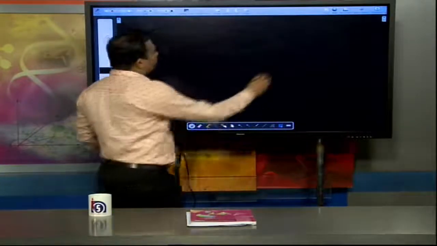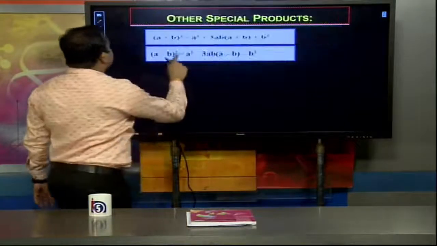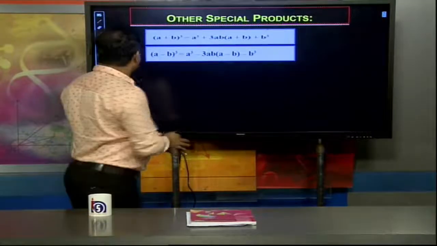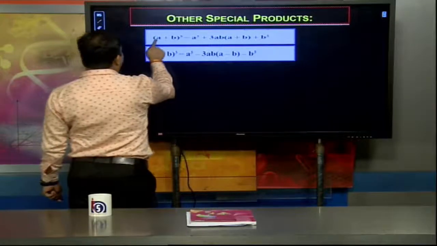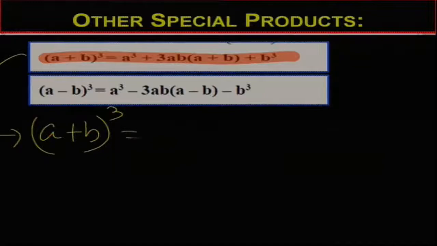Now dear learners, we will move to the other part, that is the other special product, the cubic form. That cubic form is (a plus b) whole cube, which equals a cube plus 3ab into (a plus b) plus b cube. Dear learners, again I can write this part: it is (a plus b) whole cube.